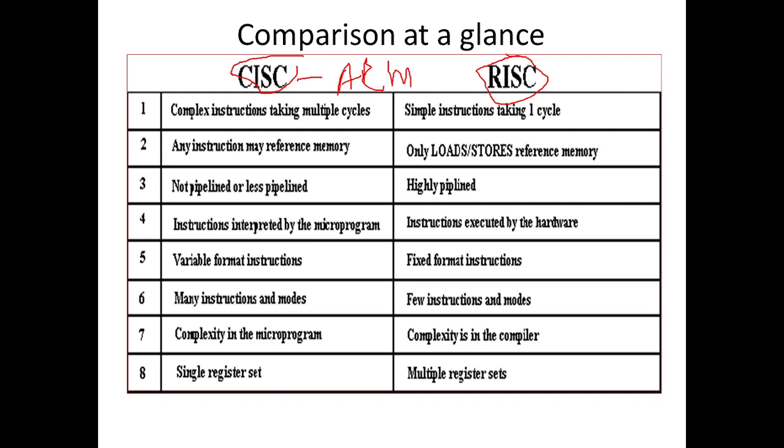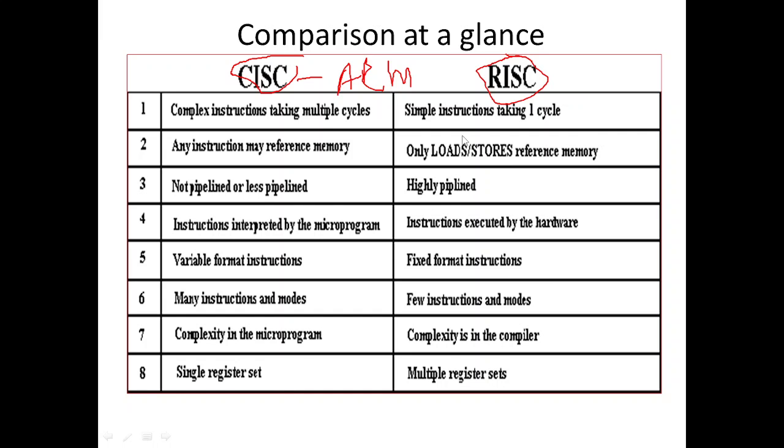Now if you see the summary of RISC and CISC, here complex instructions take multiple cycles. Here is a simple instruction that takes only one cycle. So the number of cycles is reduced, so processing time is fast. Here the processing time is high because the number of cycles is multiple. Any instruction may refer to the memory. Here the instruction does not refer to the memory, so here there are only load and store references, that is, register architecture. Non-pipelined or less pipelined here, highly pipelined there.